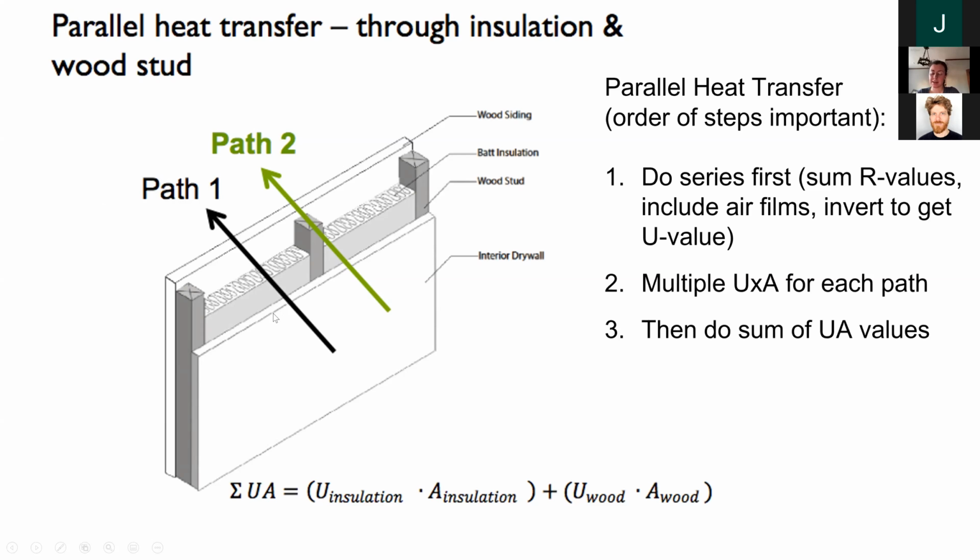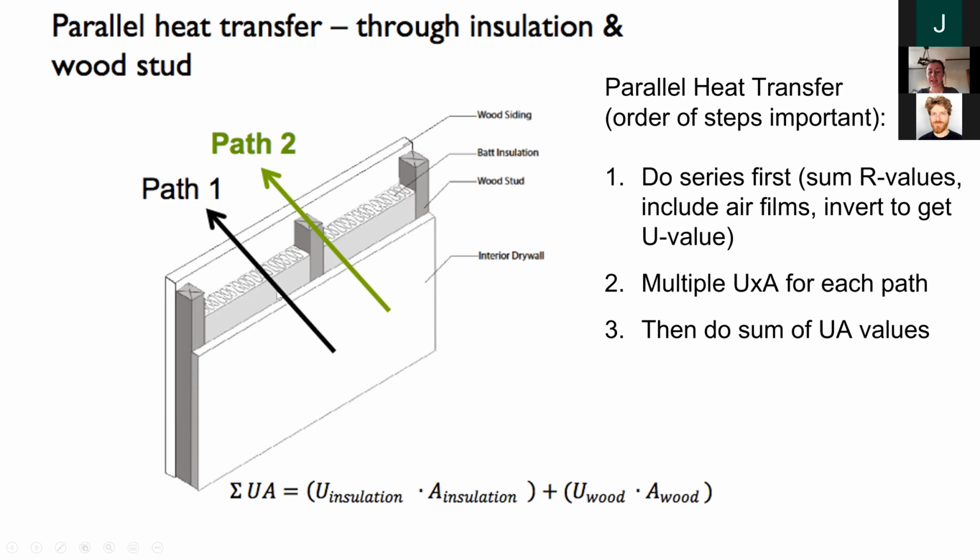We'd find the R value for the air films on either side, these two materials, and then the insulation, sum those up, and then invert it to get the U value for path 1. For path 2, we do the same, just with the studs instead of the insulation, summing up those 5 R values and then inverting for the path 2 U value. Then we have those 2 U values for the different paths.